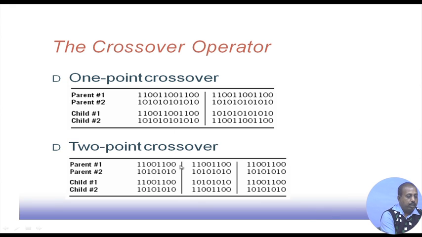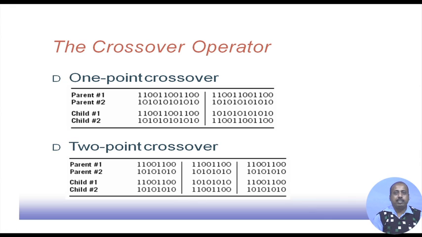So, you can select 2 points along which the crossover will take place. Now, the first part is from the first individual, the second part from the second individual, and the third part from the first individual. So, that forms the first child. Similarly, the first part from the second individual, the second part from the first individual, and the third part from the second individual forms the second child. So, this is 2 point crossover.